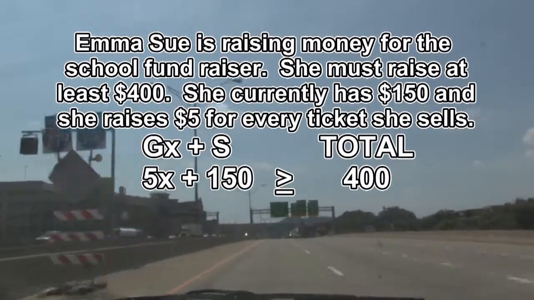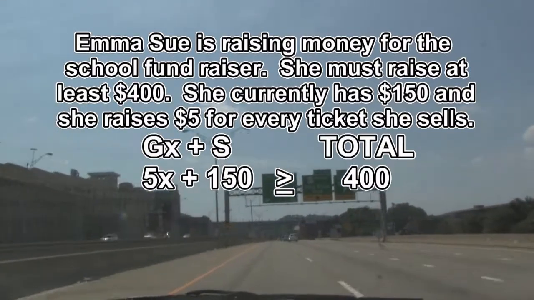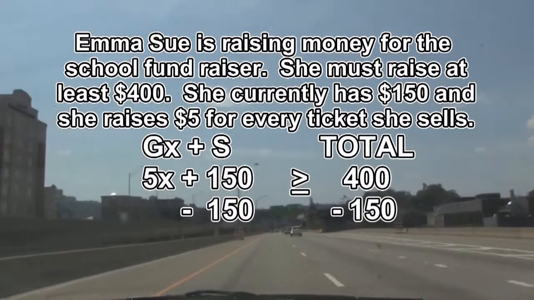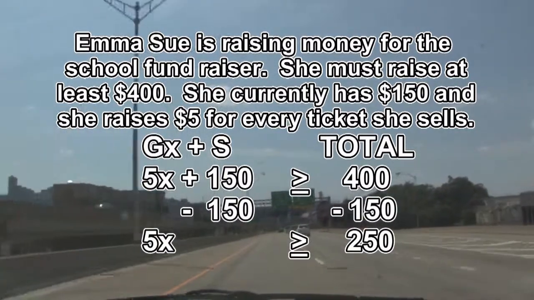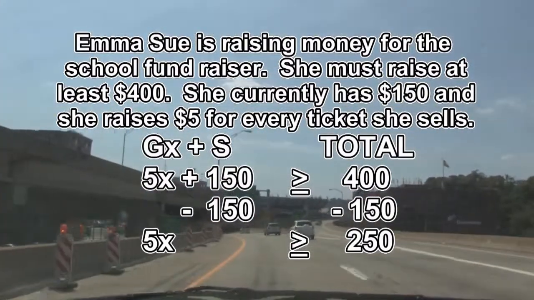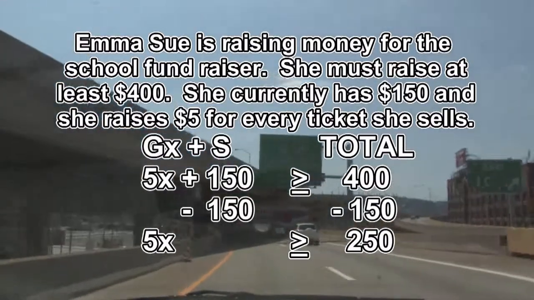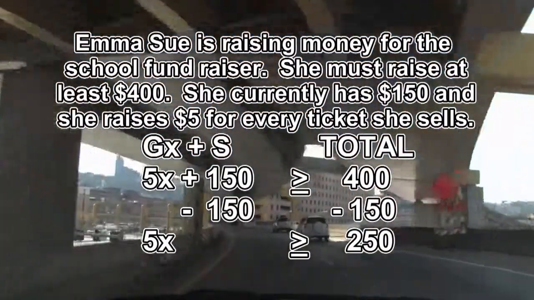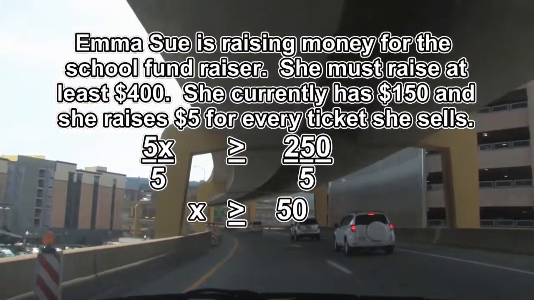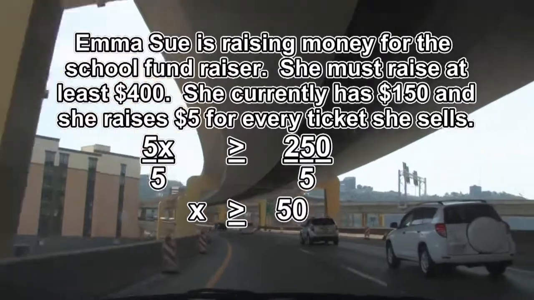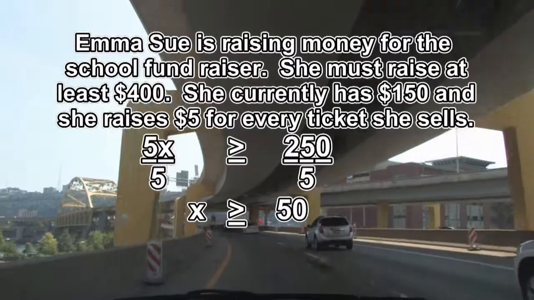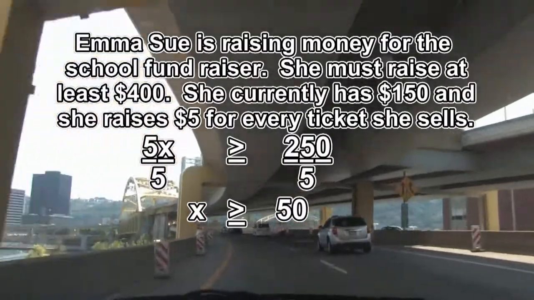To solve the inequality, we need to subtract the 150 from both sides. We'll do 400 minus the 150. If you subtract 150 from 400, you get 250. Now our inequality states that 5x is greater than or equal to 250. Now we'll isolate the variable x by dividing both sides by 5. If you divide 250 by 5, you get 50. That means the number of tickets Emma Sue must sell must be greater than or equal to 50.